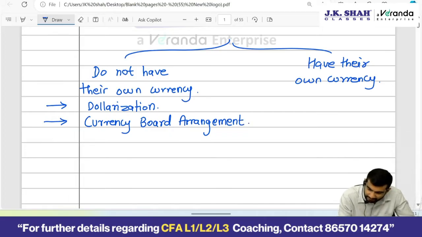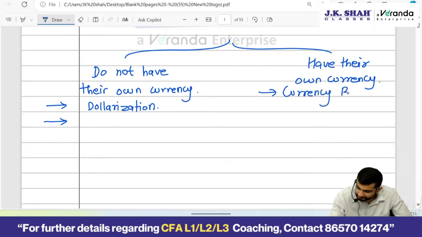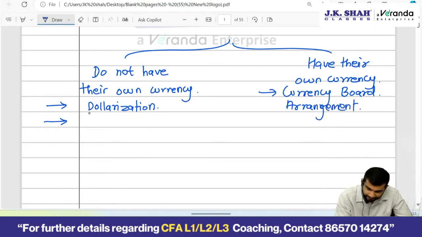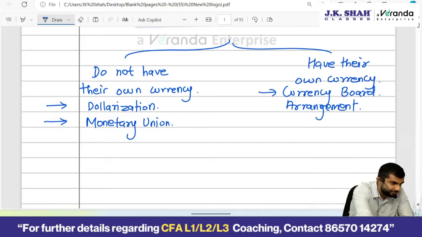Now, countries that do not have their own currency, was this currency board arrangement? No, sorry, currency board arrangement won't come here, because Hong Kong has its own currency, right? Currency board arrangement will come under countries with their own currency. Here, monetary union: countries that do not have their own currency. Monetary union, do you remember the example? European Union. And in the European Union, those countries which use the euro as their official currency, that group is called what? Eurozone. Okay, Eurozone.